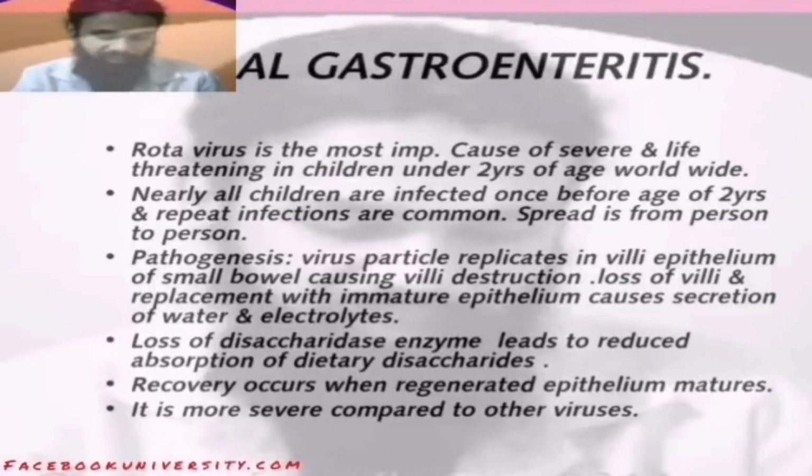Pathogenesis: virus particles replicate in the villous epithelium of the small bowel, causing villi destruction, loss of villi, and replacement with immature epithelium, which causes secretion of water and electrolytes. Loss of disaccharidase enzyme leads to reduced absorption of dietary disaccharides. Recovery occurs when regenerated epithelium matures. It is more severe compared to other viruses. So this is rotavirus. Okay.